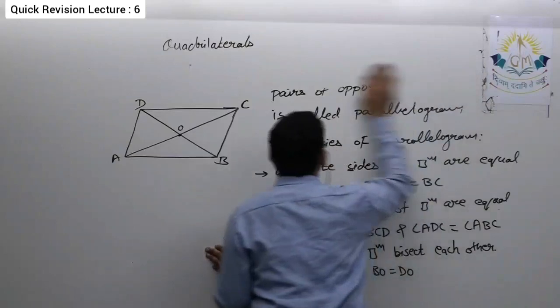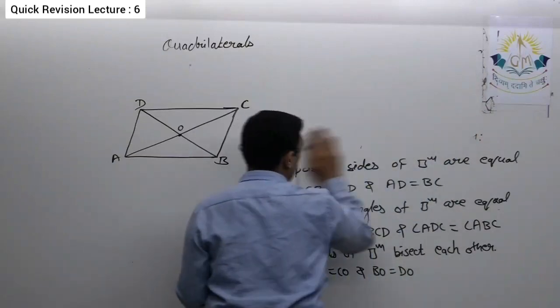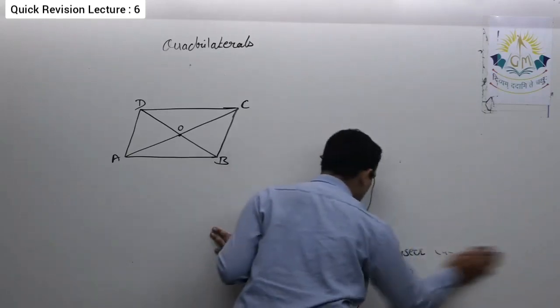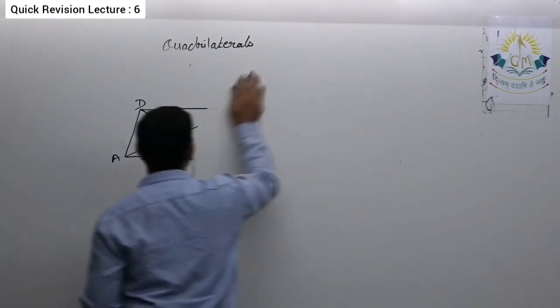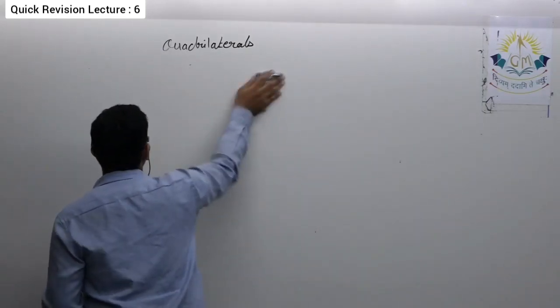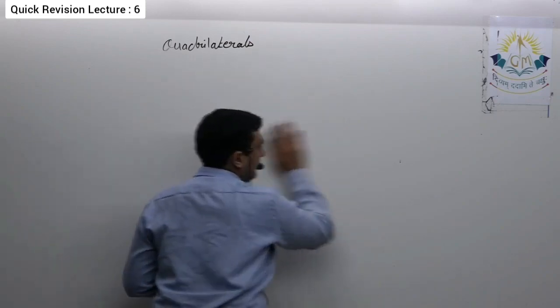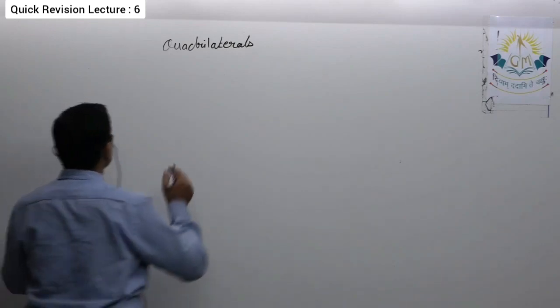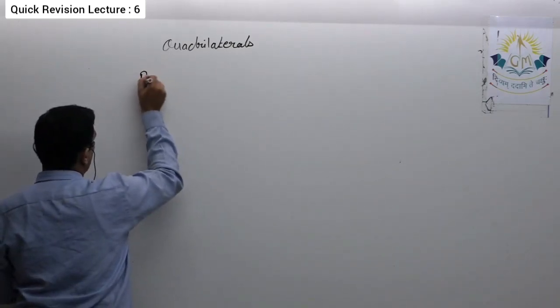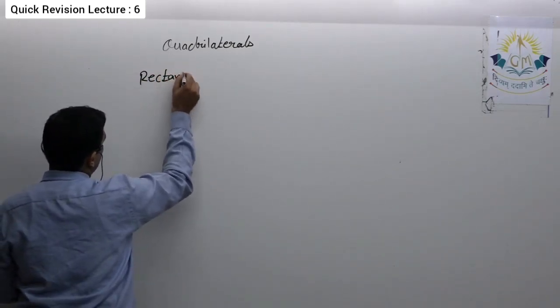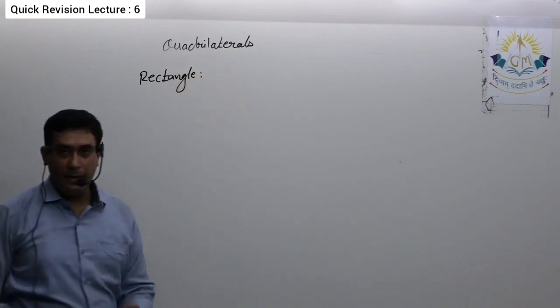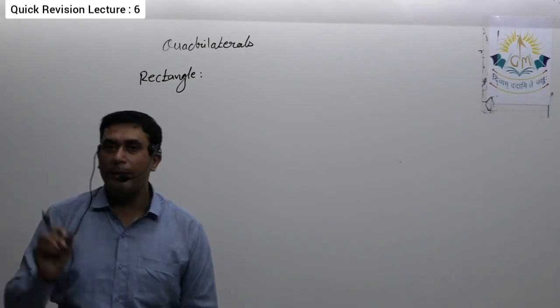Okay, next is the rectangle. We'll see the proper definition of the rectangle, then we'll see the properties of the rectangle. So next is rectangle. A parallelogram, if we make one angle of the parallelogram 90 degrees.